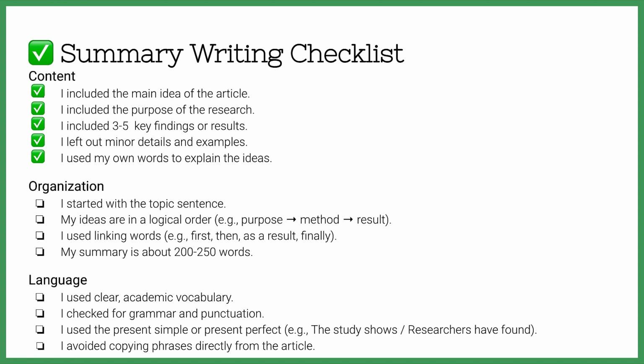I used my own words to explain the ideas. I started with the topic sentence. My ideas are in a logical order. I used linking words. My summary is about 200 to 250 words. I used clear academic vocabulary. I checked for grammar and punctuation. I used the present simple or present perfect. And I avoided copying phrases directly from the article. If you can check all of those on your summary, you've probably got a pretty good summary.